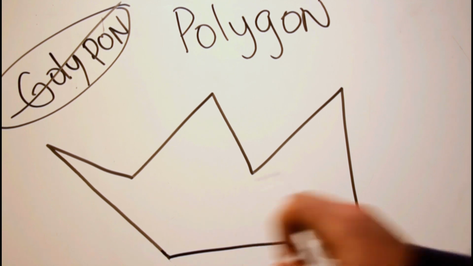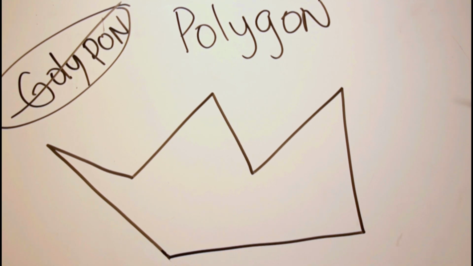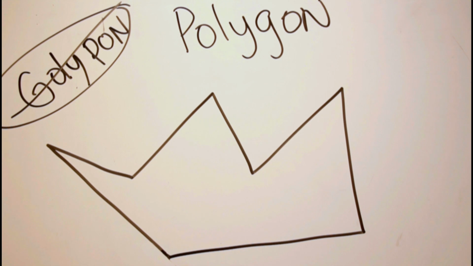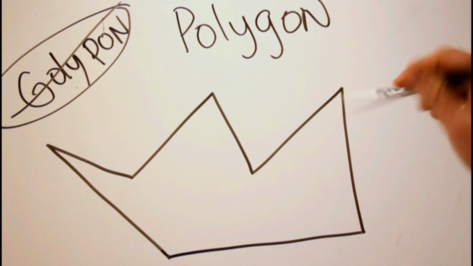All right, so let's look at that shape. Is this a polygon? Go ahead and pause your screen and try to think of those three rules and decide, is this a polygon? All right, go ahead and pause. All right, we're back. So, let's think.